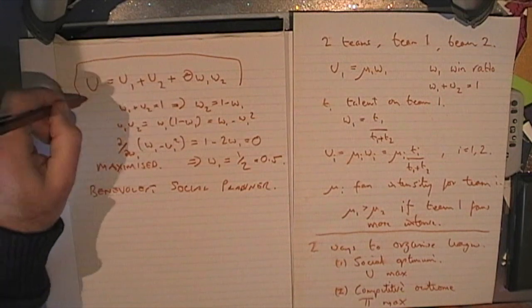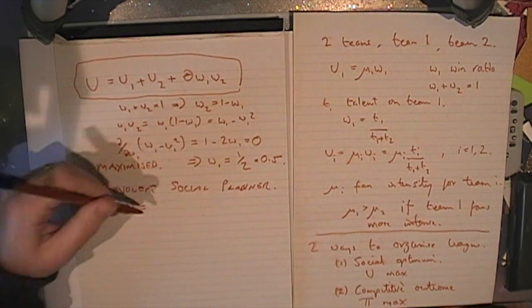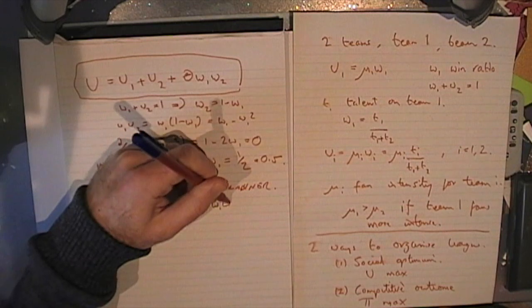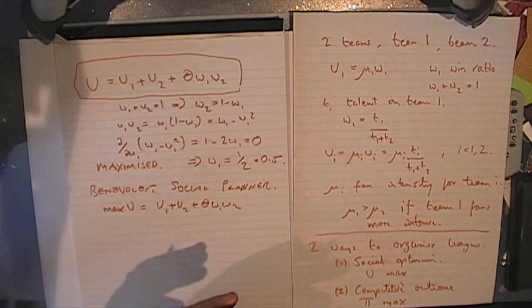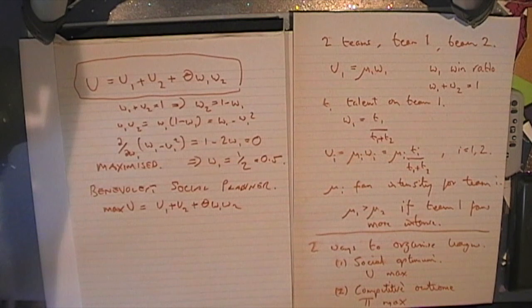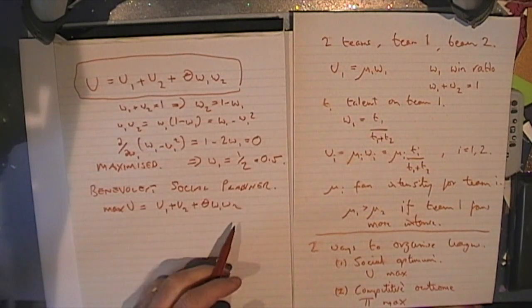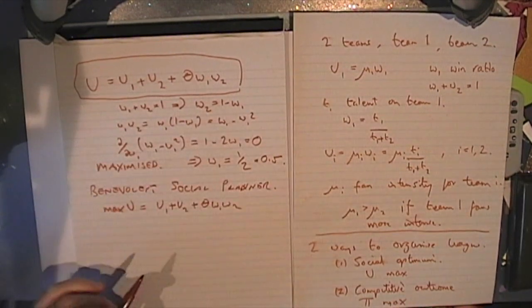So they would maximize the total utility function. So maximize U, which is U1 plus U2 plus theta W1 W2. What can the social planner affect? Well, we figure that he can affect win percentages. So we maximize total utility with respect to the win percentage. We need to get this in terms of win percentages. We've already done some of the work by stating this up here: W2 is 1 minus W1.